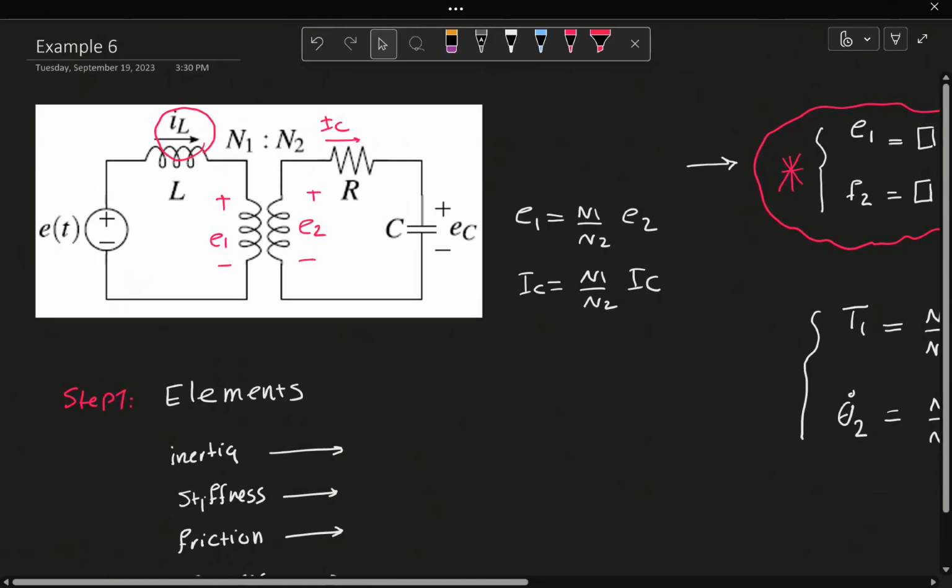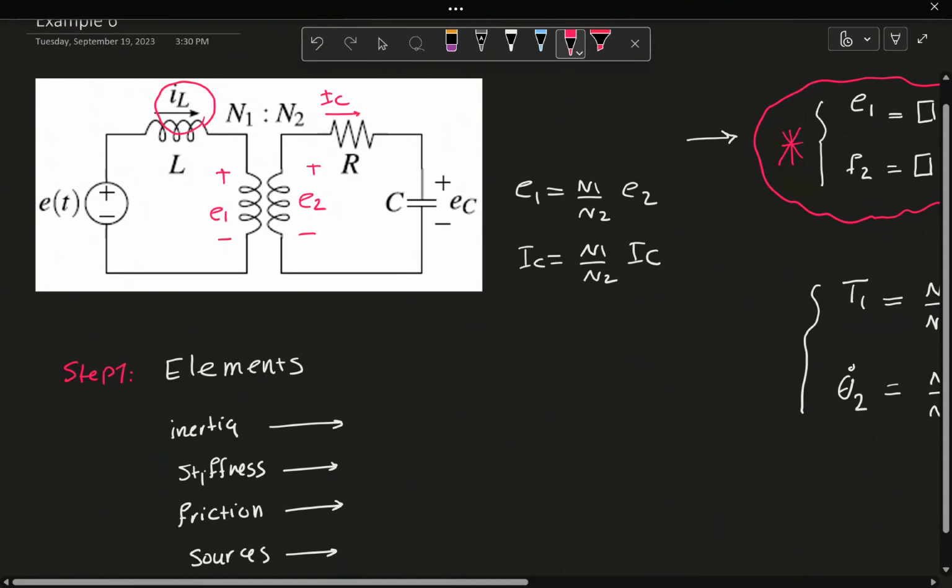So, do I have any inertia element in this system? Well, look at this. I have L here. Yes, this is my inductor. How about the coils here? Should I consider inductance for each of them? What do you think?